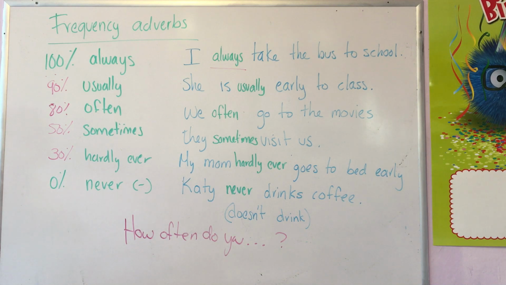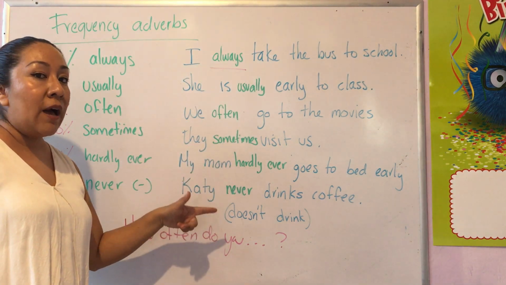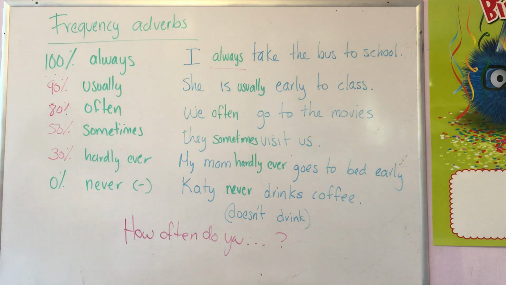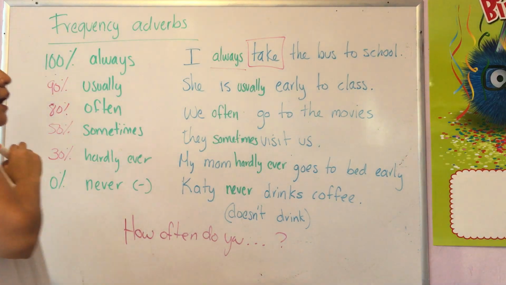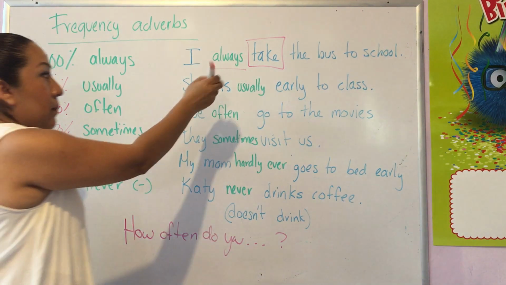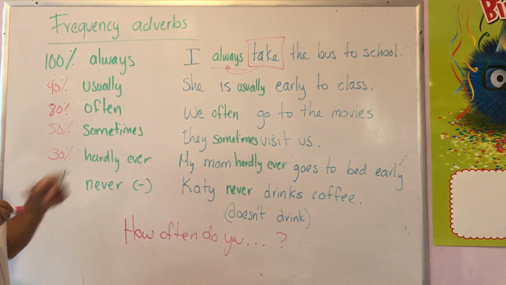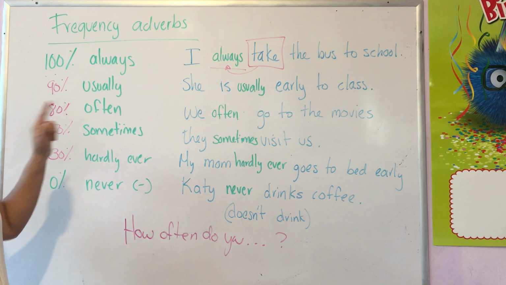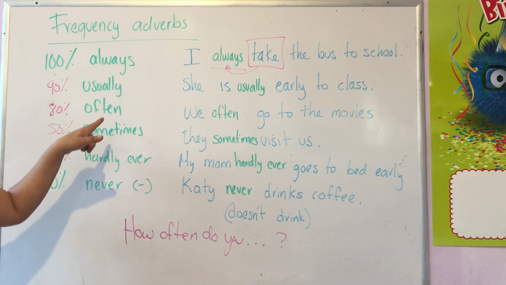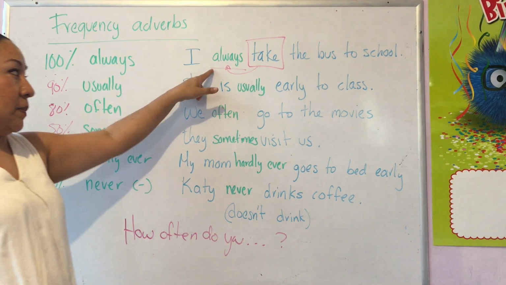Okay, so how do you use frequency adverbs? A frequency adverb always goes in the middle of the sentence, but you have to identify the verb. So in the first sentence, my verb is take. I use the frequency adverb before the verb. I always take the bus to school, or maybe another option. I usually take the bus to school. I often take the bus to school. I sometimes take the bus to school. It depends on the frequency.